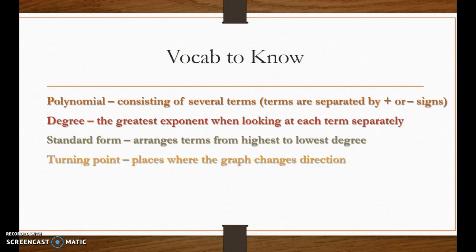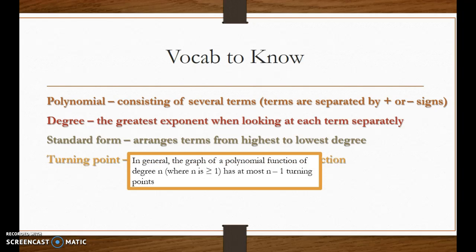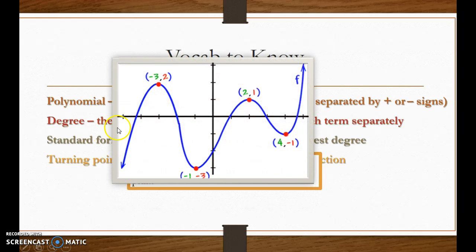Turning point is the places where the graph changes directions. In general, the graph of a polynomial function of degree n has n minus 1 turning points. So this one changes directions 1, 2, 3, 4 times, so it must be at least a 5th degree polynomial.